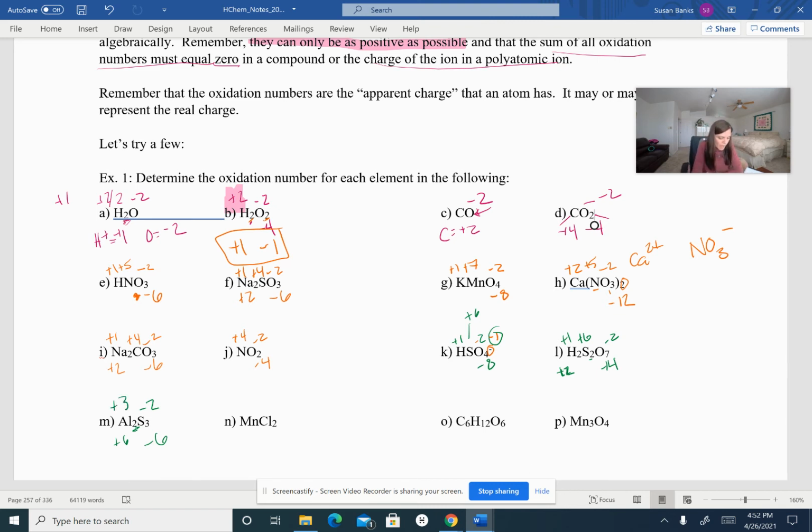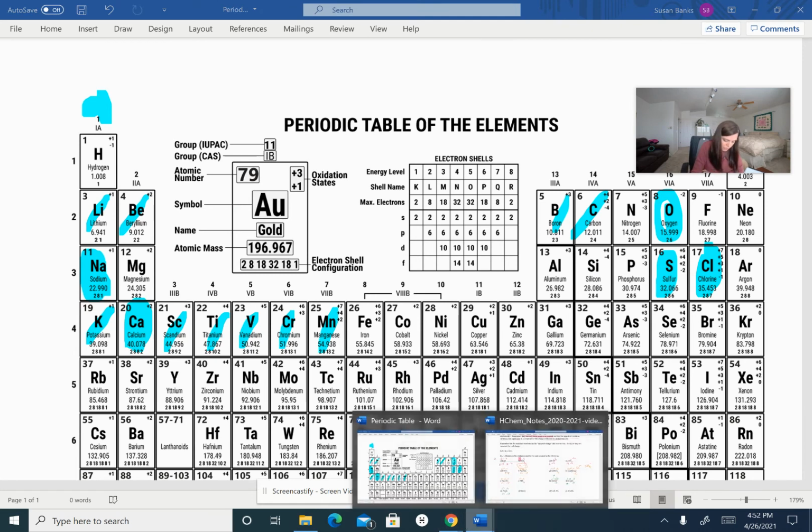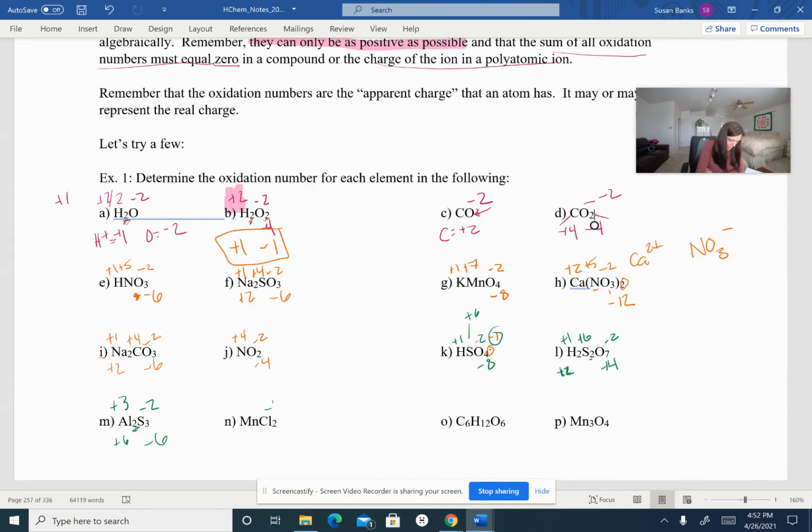Okay. And then chlorine is in my -1 column right here. So chlorine will be a -1. And I've got 2 of them, so that will give me a -2. So that means the manganese to add up to 0 is going to have to be a +2 for the manganese.